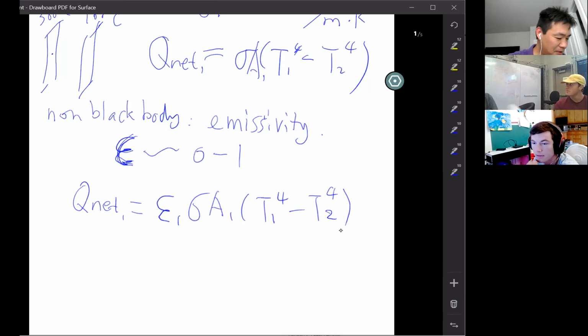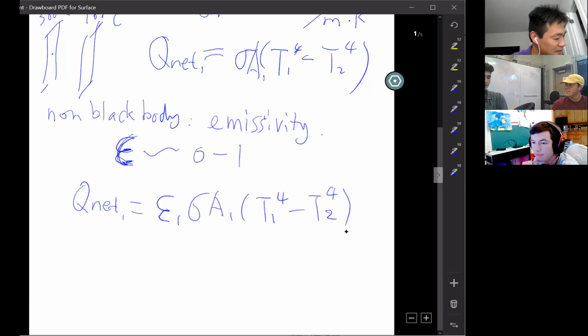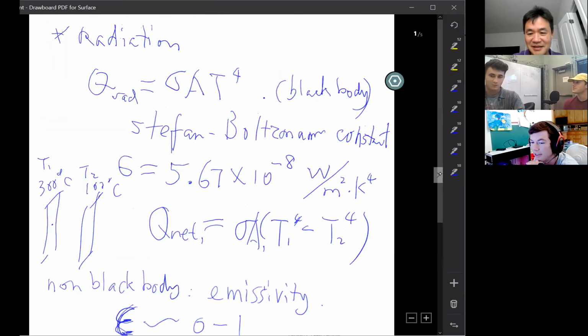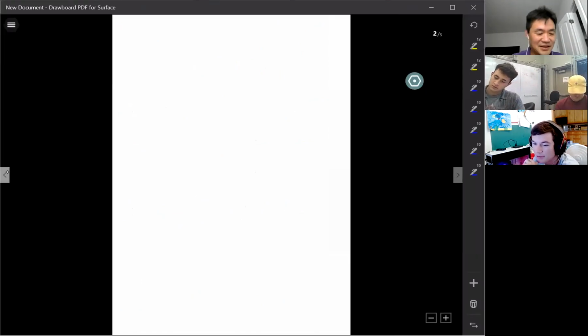Let's look at the example. I think we start from the simple one. Example 1.5. Oh, that's so simple. Too simple, basically. Doesn't matter. Let's do it. Dr. Zhang, is figuring out if something is a black body or not something we're going to have to do, or is the problem going to tell us?